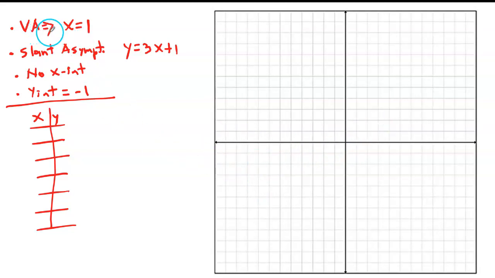So let's start. Vertical asymptote equals 1. So my vertical asymptote, I'm going to put a dashed line through x equals 1. Excellent. And this is my vertical asymptote. Vertical asymptote, x equals 1. Label, please. Slant asymptote, y equals 3x plus 1.